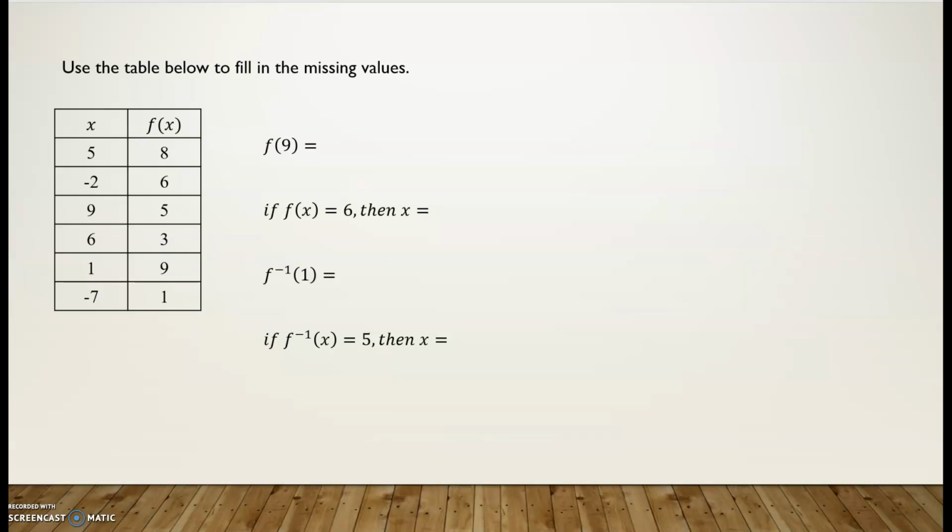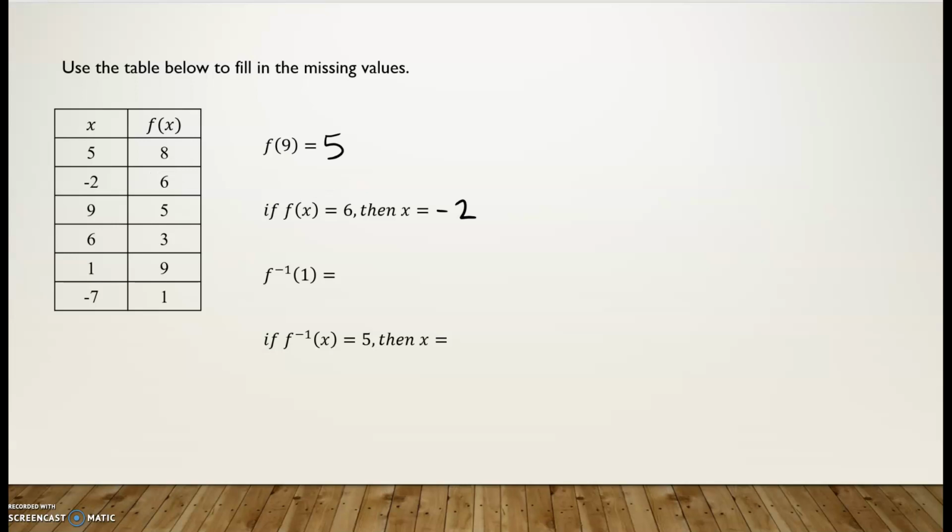So let's look at this. What is f of 9? And that's really saying that 9 is an x value. So I'm going to come here and look for 9 and then find my y value. So that's 5. Here, if f of x is equal to 6, so really f of x is really just y. So y is 6. So now I need to come over here to the second column and find a 6 and then grab my x. X is negative 2. Okay, now I have an inverse function.